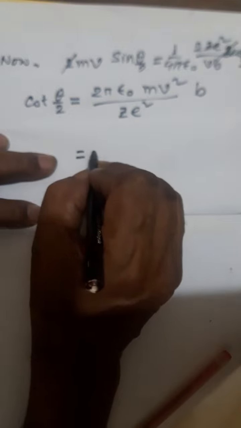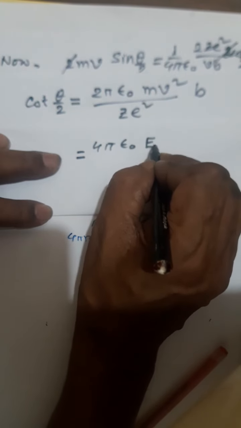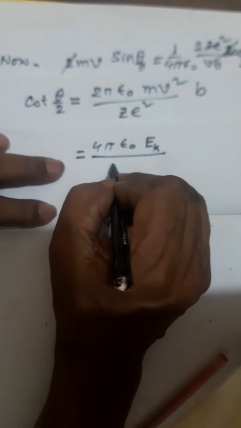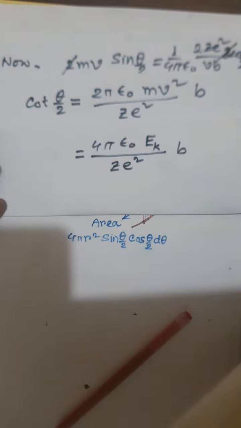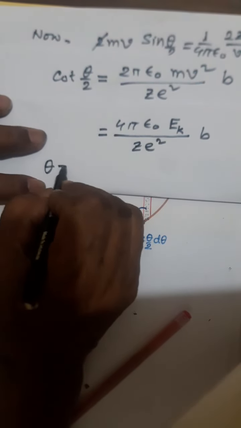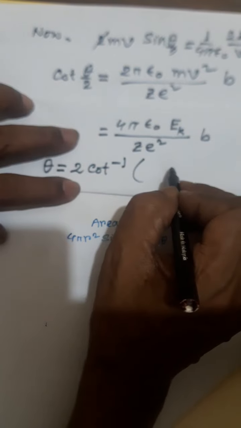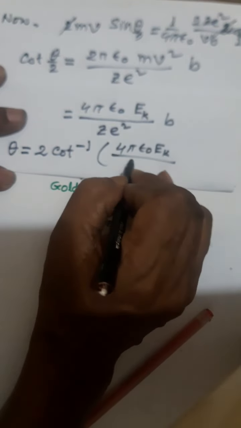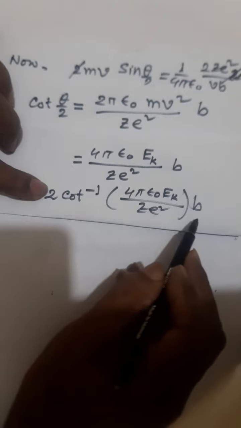which is equal to 4 pi epsilon naught Ek, where Ek is the kinetic energy of the alpha particle, which is half mv square, divided by z square into b, that is theta equal to 2 cot inverse of 4 pi epsilon naught Ek divided by z square b. This is the scattering angle you have. Thank you.